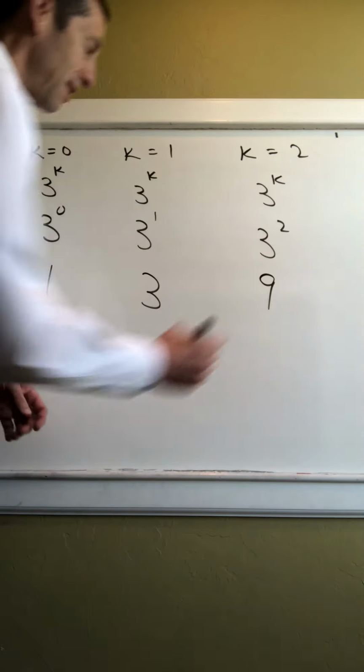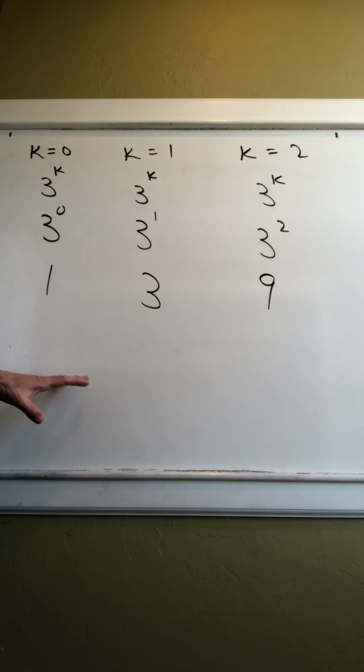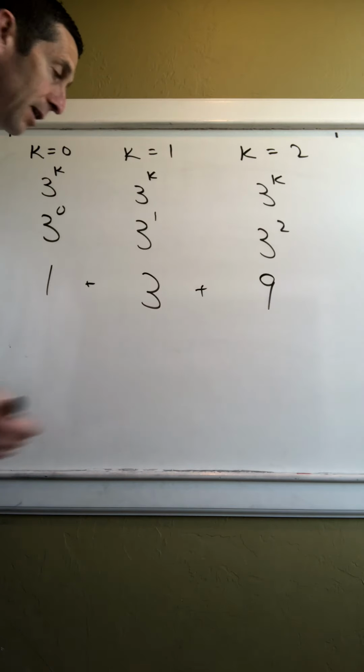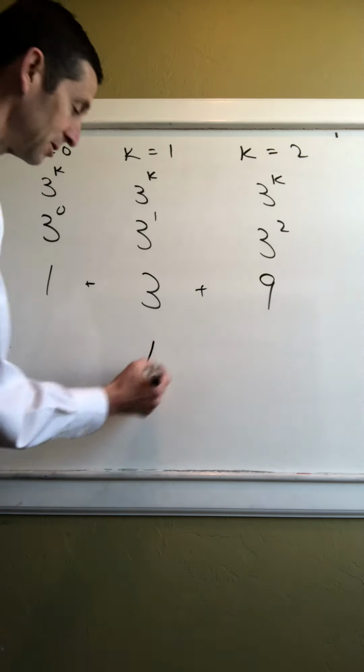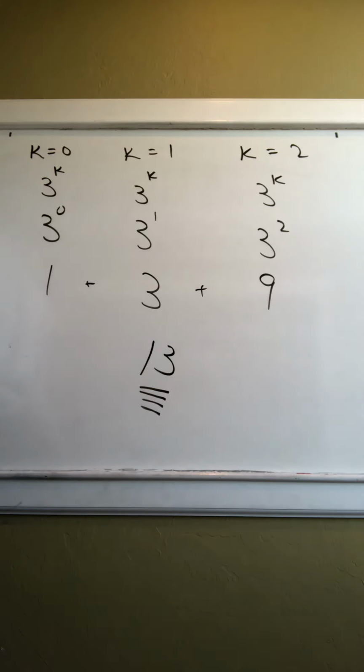3 squared is 9. So these are my small answers, and it is a summation, so I just add them up to get my big answer, which looks like it's going to be 13.